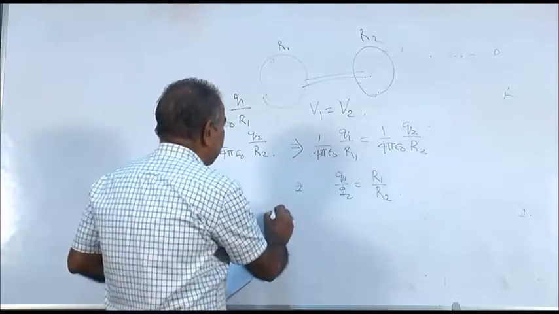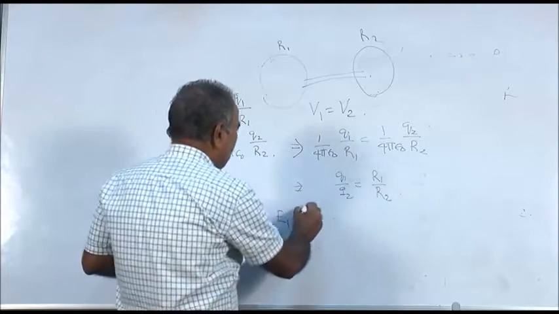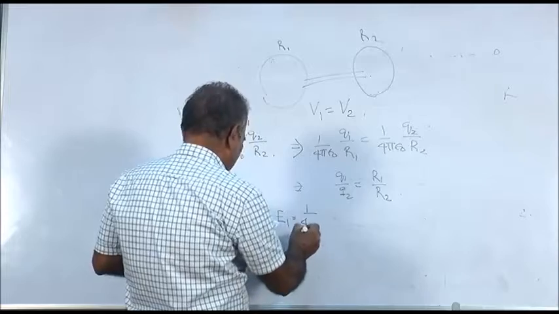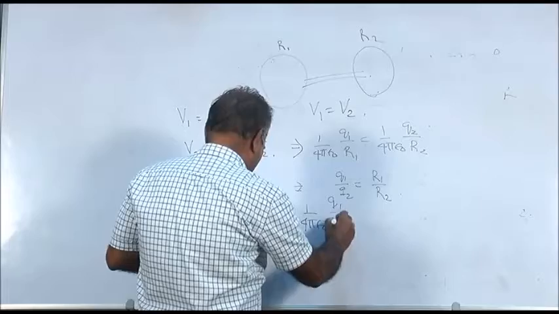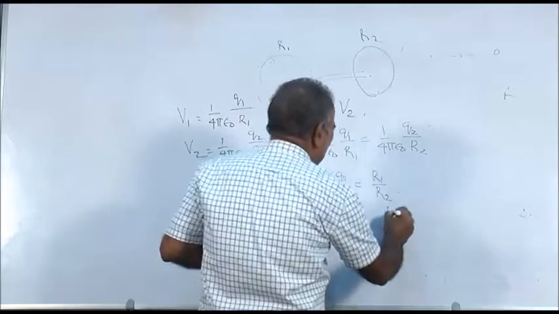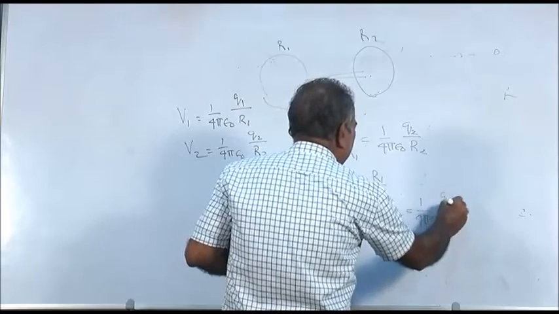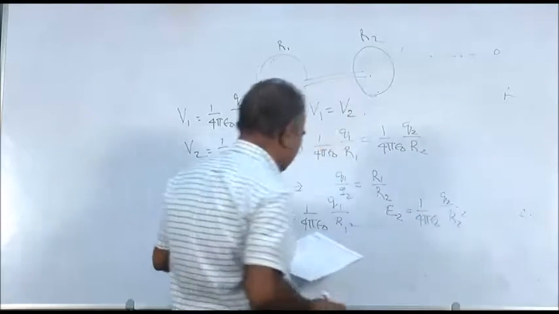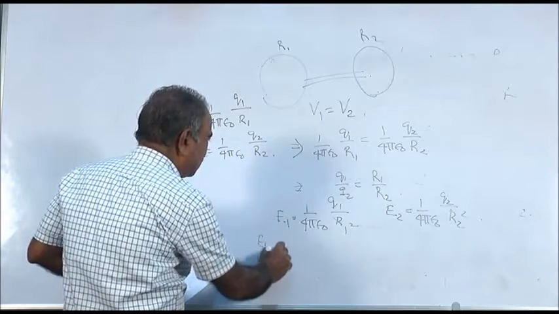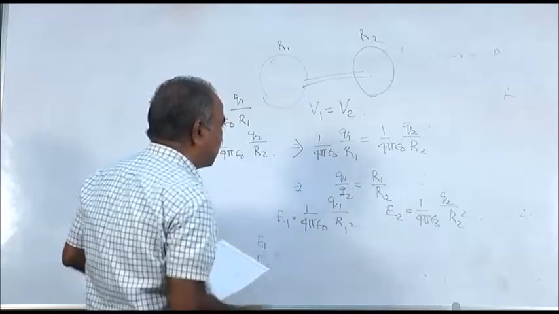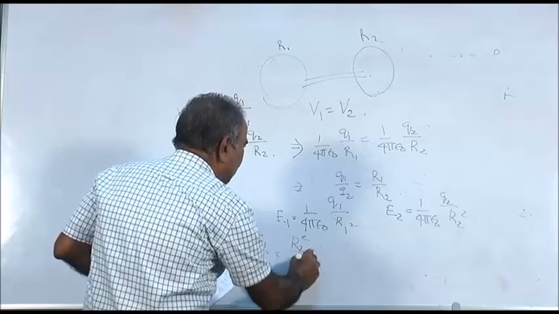So electric field intensity when they are joined together, E1 is equal to 1 by 4 pi epsilon 0 Q1 by R1 square. Similarly, E2 is equal to 1 by 4 pi epsilon 0 Q2 by R2 square. So the ratio of electric field intensity E1 by E2, 1 by 4 pi epsilon 0 cancels.